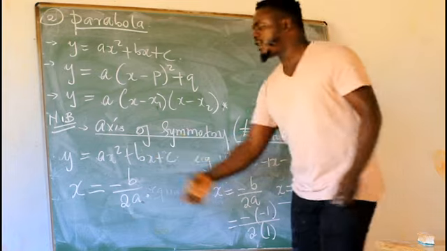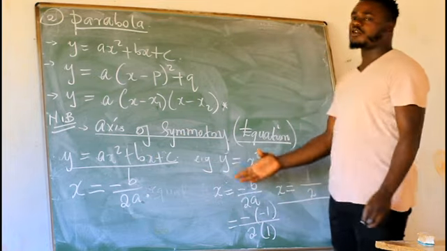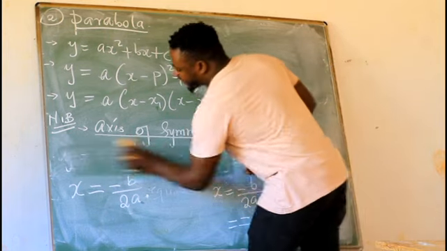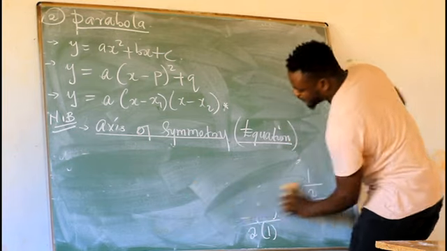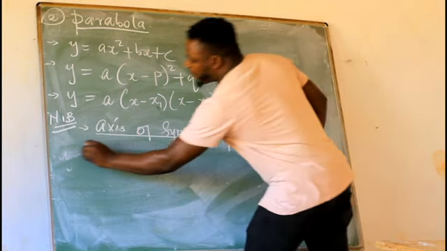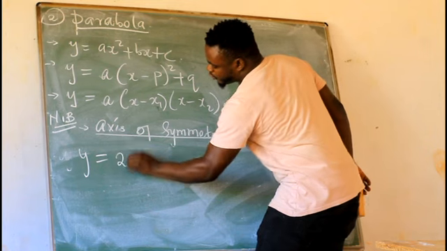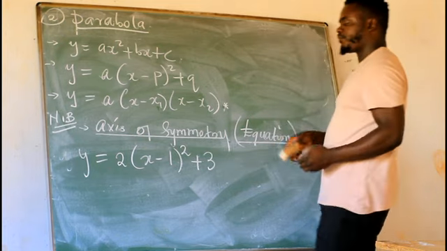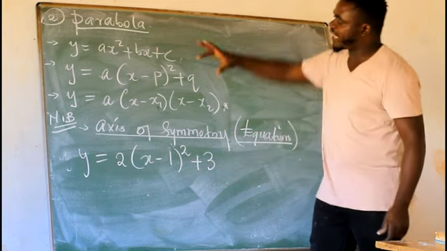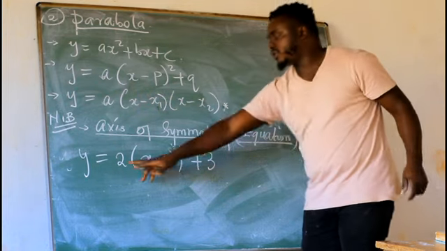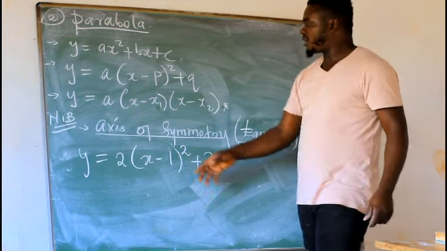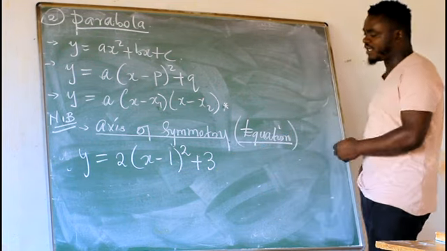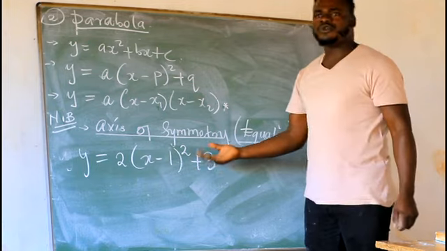This is how you find the equation of the axis of symmetry, provided that your graph is in this form. Let's talk about the axis of symmetry whenever the equation is in the form y equals 2 times (x minus 1) squared plus 3. This is equation number 2. Our a is 2, our p is 1, our q is 3. Now, how do you find the equation of the axis of symmetry in this form?